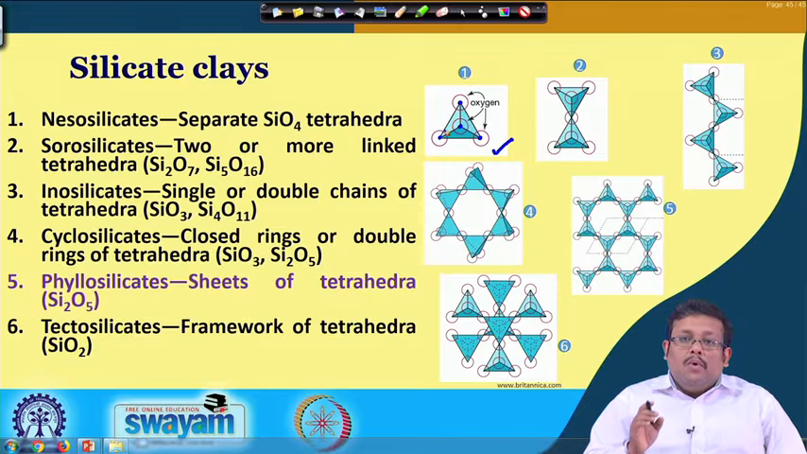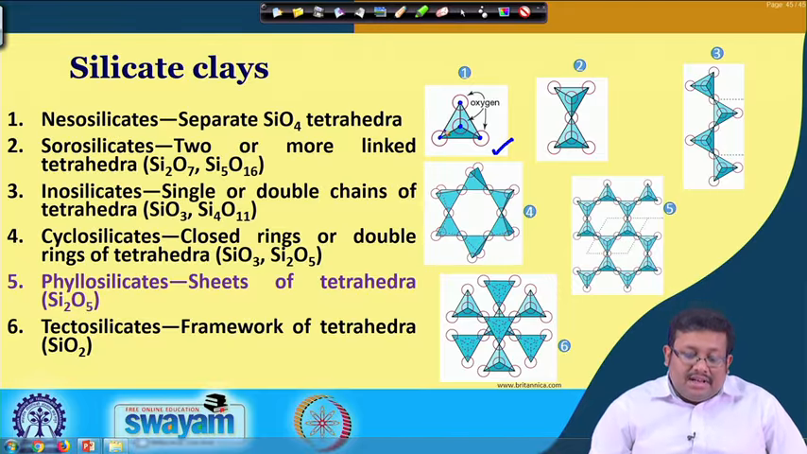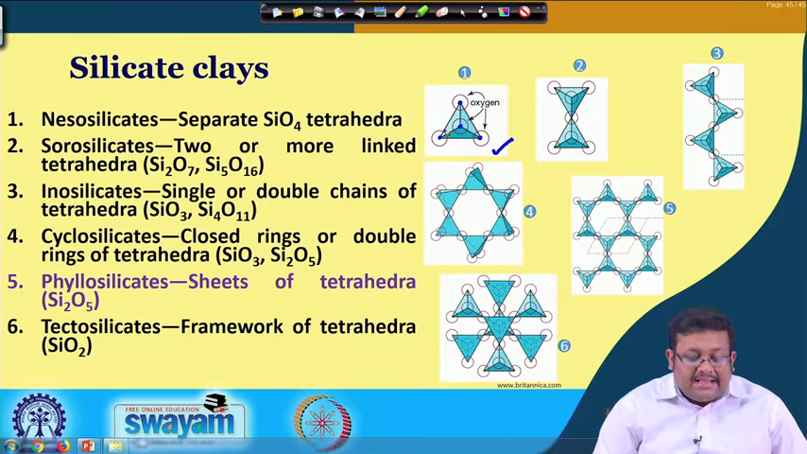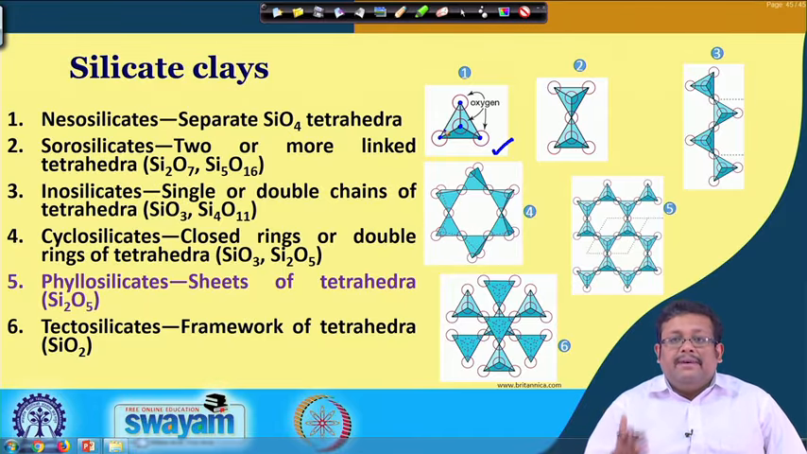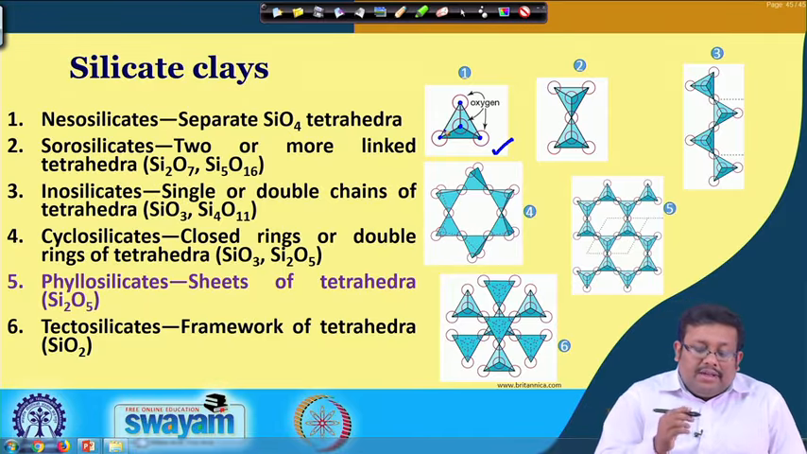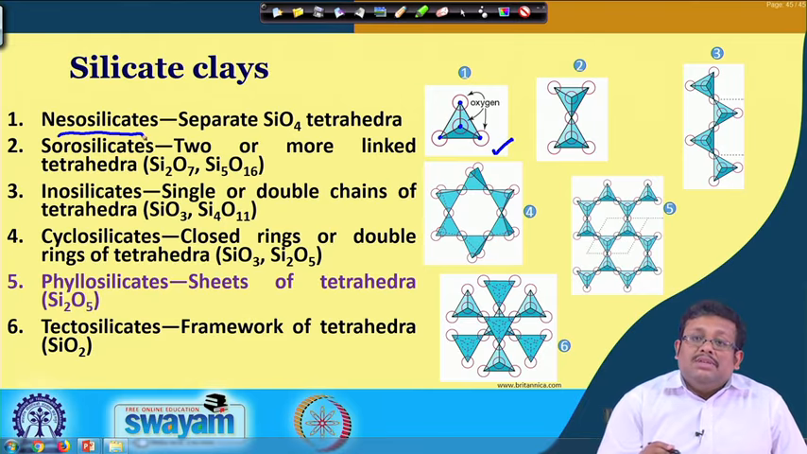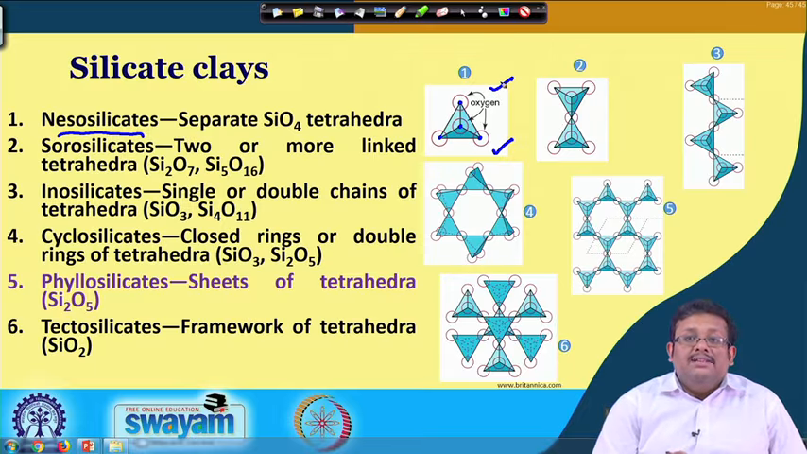Now when a silica tetrahedral structure appears in nature as a separate entity, in that case we will call them nesosilicate. So nesosilicate are basically composed of only one silica tetrahedra. The second category is called sorosilicates.